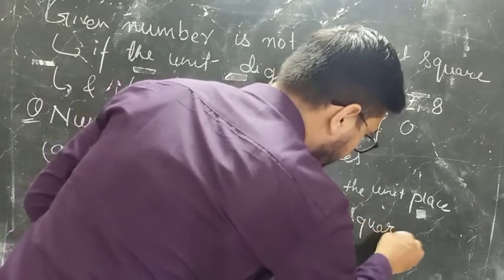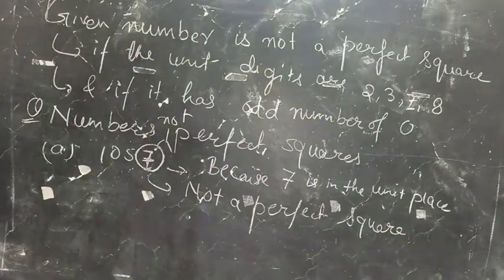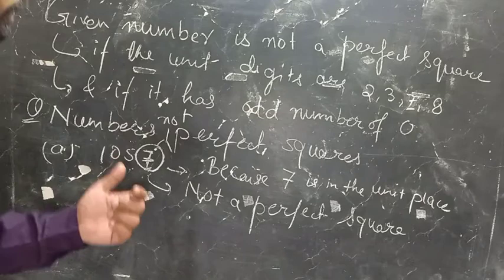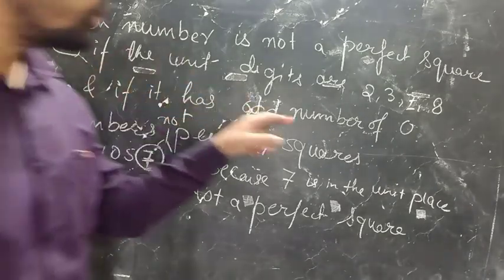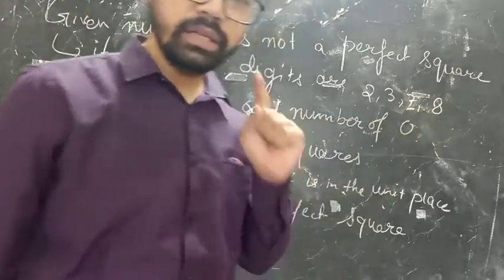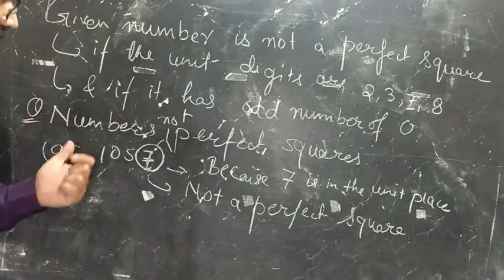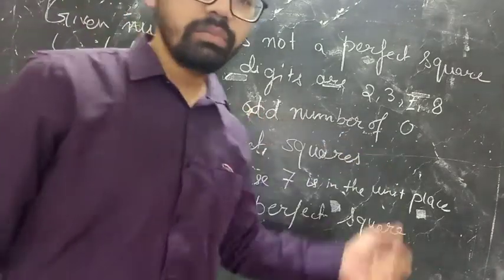Note it down fast. So for a number to be a perfect square, the unit place must not include 2, 3, 7 and 8, okay? And the number must not have an odd number of zeros.